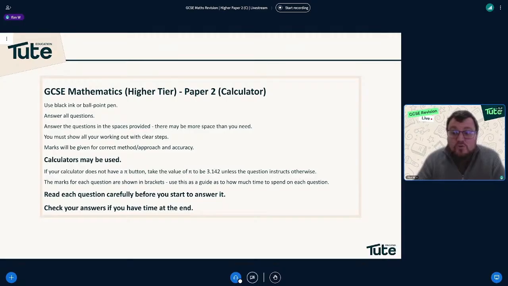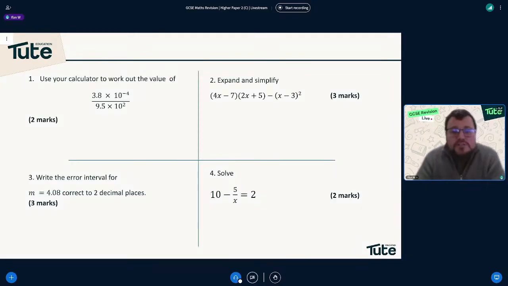Make sure that you give a go to every single question. If you're struggling with pi, use 3.142, unless, of course, the question specifically tells you to do otherwise. Read each question carefully and check your answers. One thing that people tend not to do is check your answers at the end. Right then, let's get to it.